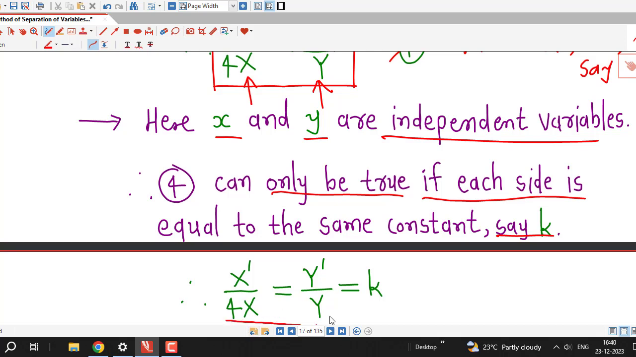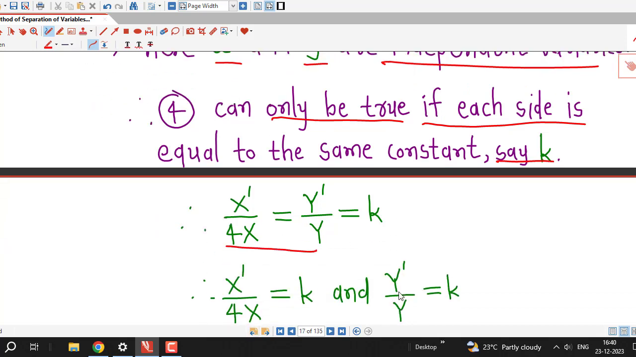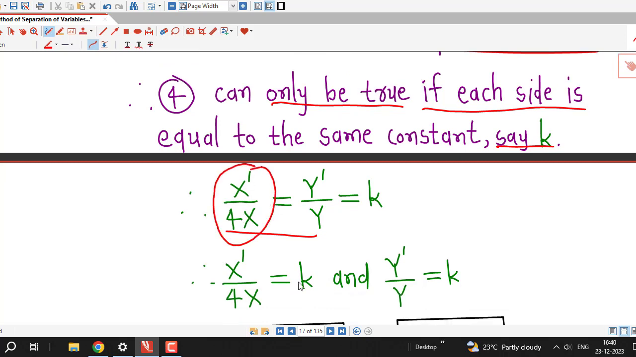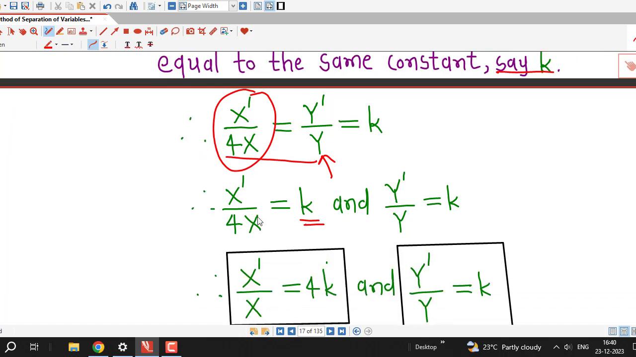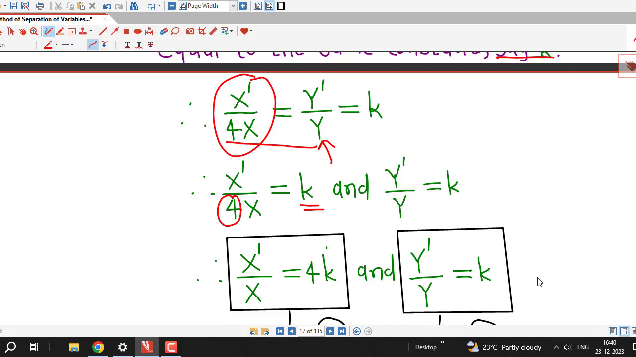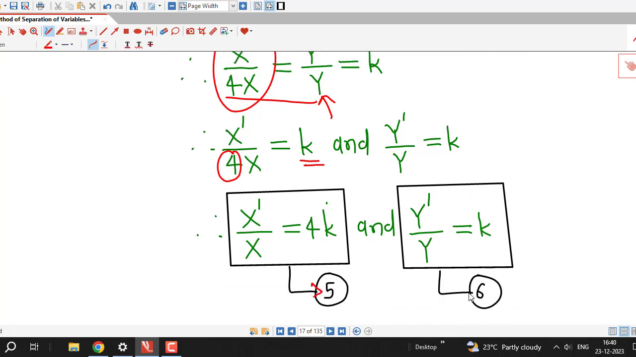Therefore we write this equal to k, and from this we obtain that X dash by 4X equal to k. Similarly Y dash by Y is equal to k. We can transfer this 4 to the right hand side, so that we have X dash by X equal to 4 times k, and Y dash by Y equal to k, and we give these numbers 5 and 6. It is clear that equations 5 and 6 are first order ordinary differential equations, and both are separable equations. So we can easily find their solutions simply by integrating.